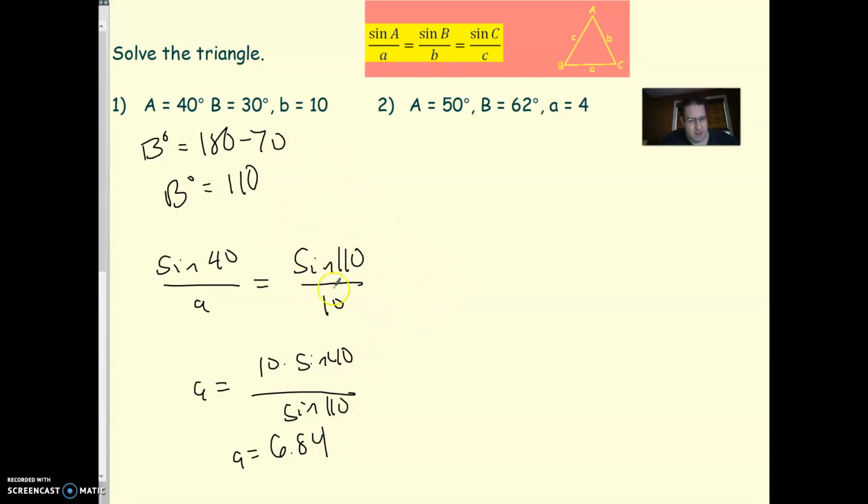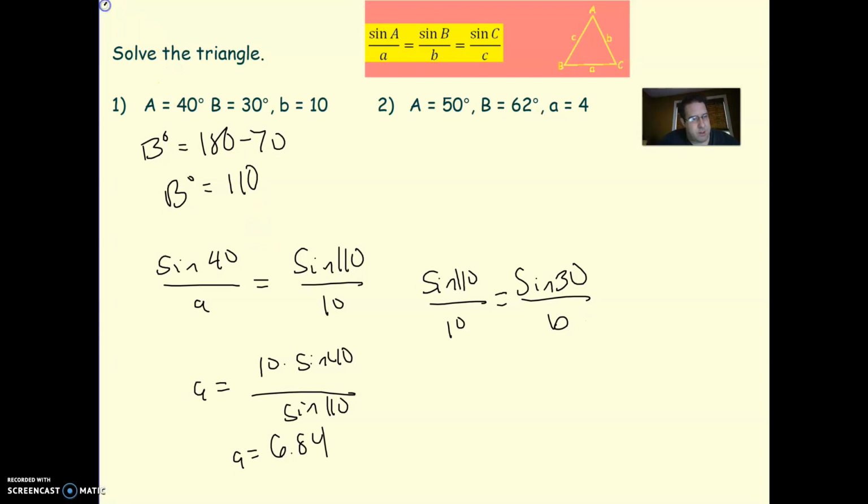So I would say, I can use the same one again. I can say sine of 110 over 10 equals sine of 30 over b. And then do the same steps. So that's going to be 10 times sine of 30, and then divide that by sine of 110. And that gives me about 5.32 as my answer.